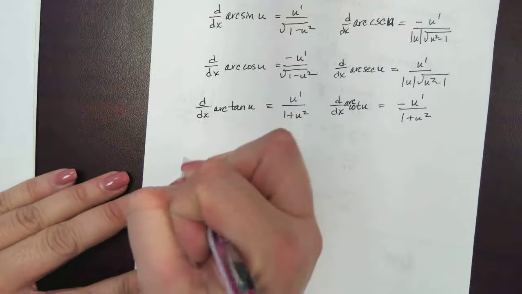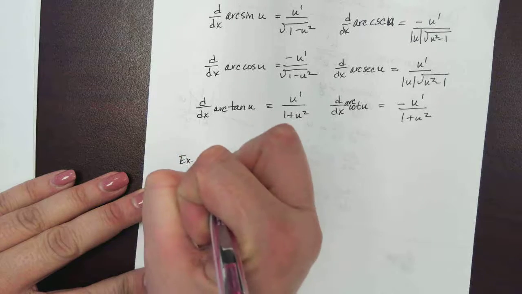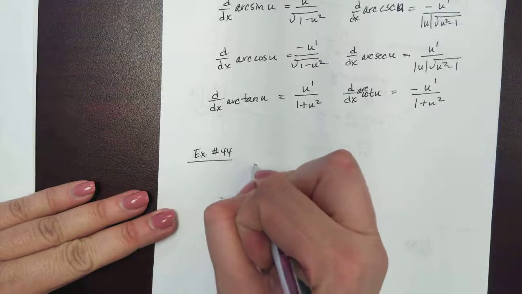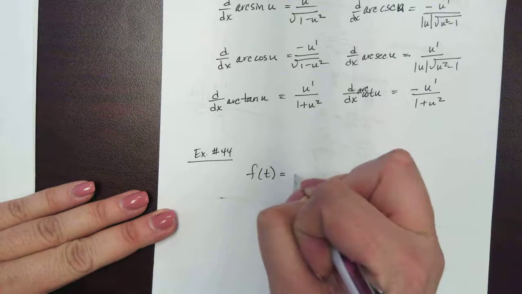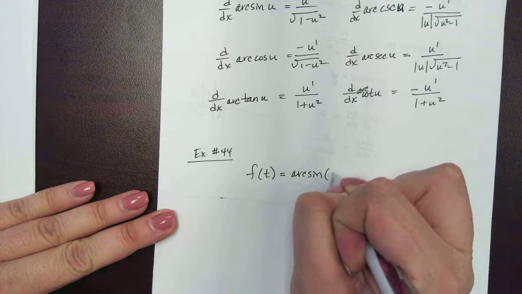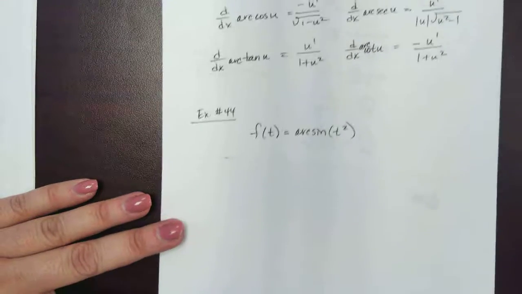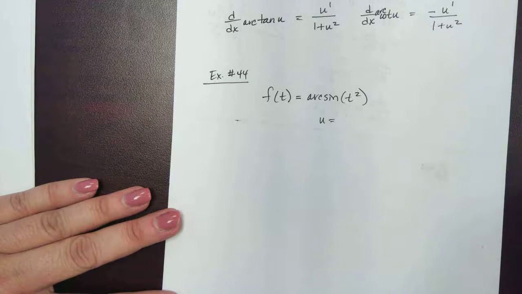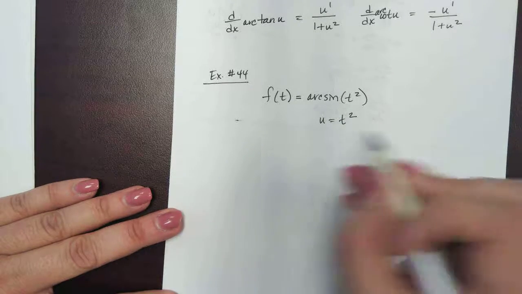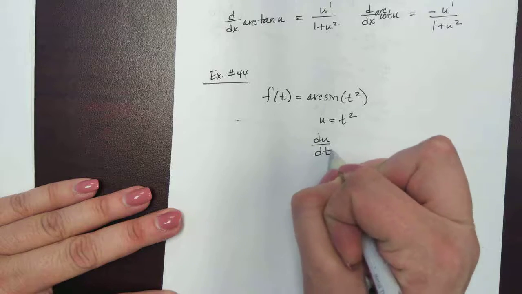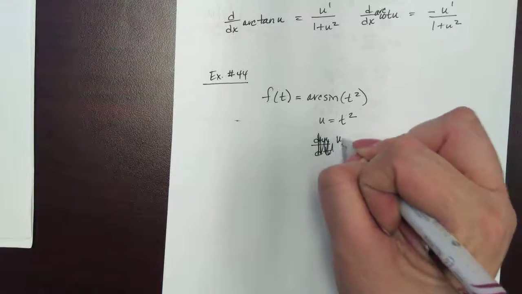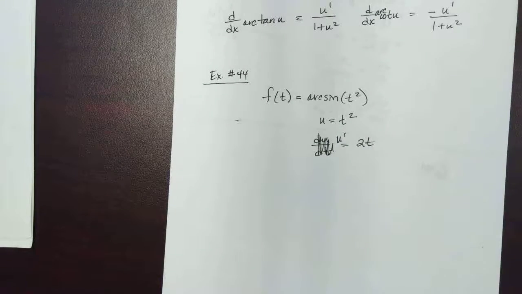Okay. Let's look at example number 44. This says f of t is equal to arc sine of t squared, and we're asked to find the derivative, find f prime of t. What is my u going to be? t squared. We're finding a derivative, so instead of du/dt, I'm going to say u prime. u prime is 2t.